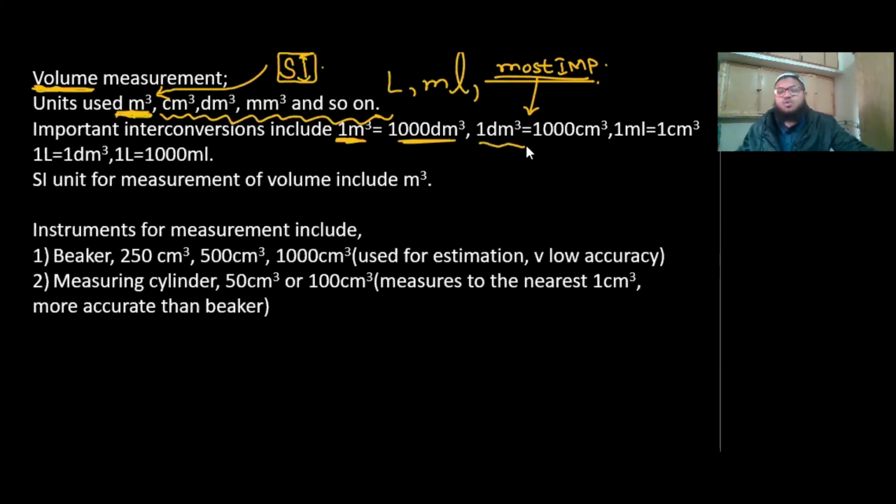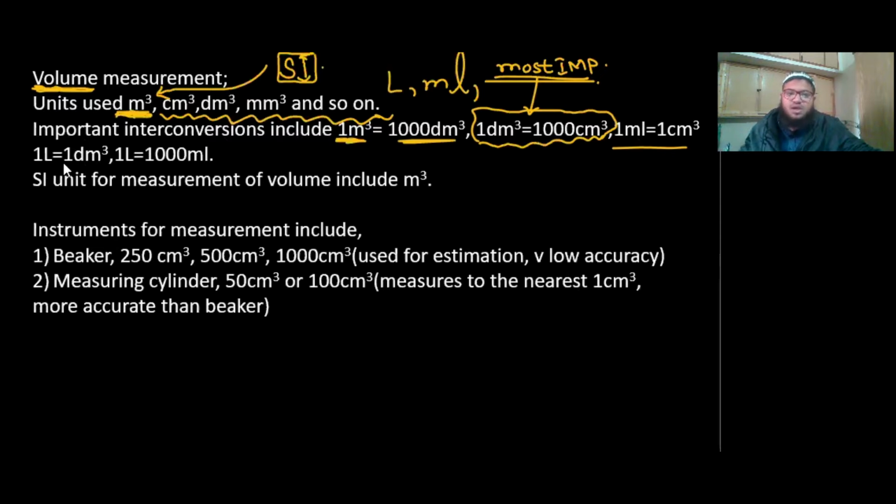1 dm cube equals 1000 cm cube. Please remember this and do not forget this at any cost. The first one isn't that important, but the second interconversion is very important, especially when we'll be doing molar calculations. 1 ml equals 1 centimeter cube, and 1 liter equals 1 decimeter cube. So liter is the same as dm cube, and ml is the same as cm cube.